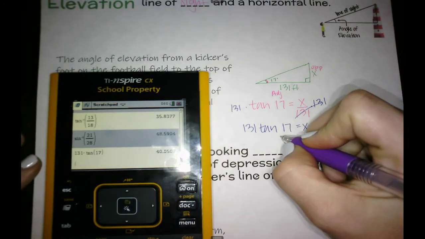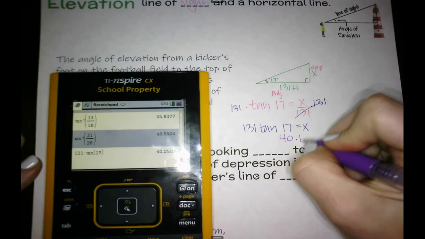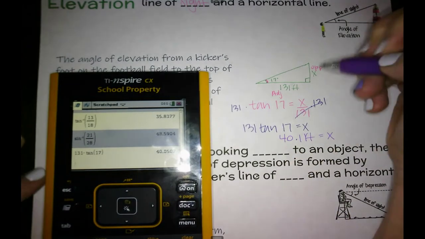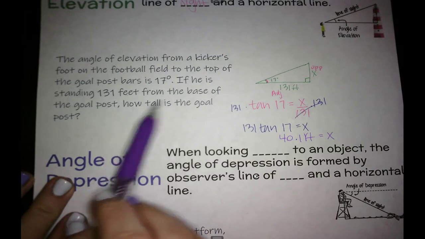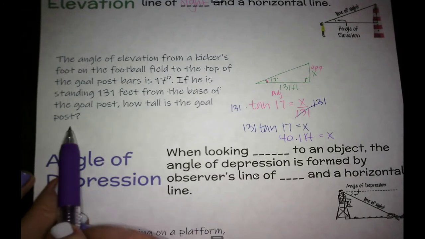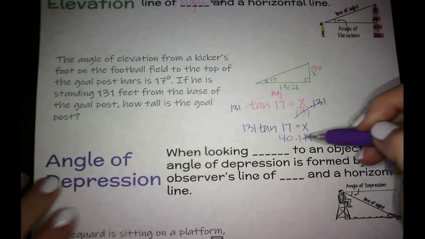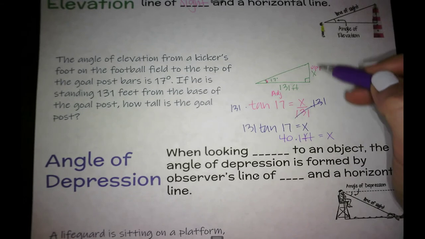So 40.1 feet equals x. This goalpost, what was the answer? The question? How tall is the goalpost? The goalpost is 40.1 feet tall.